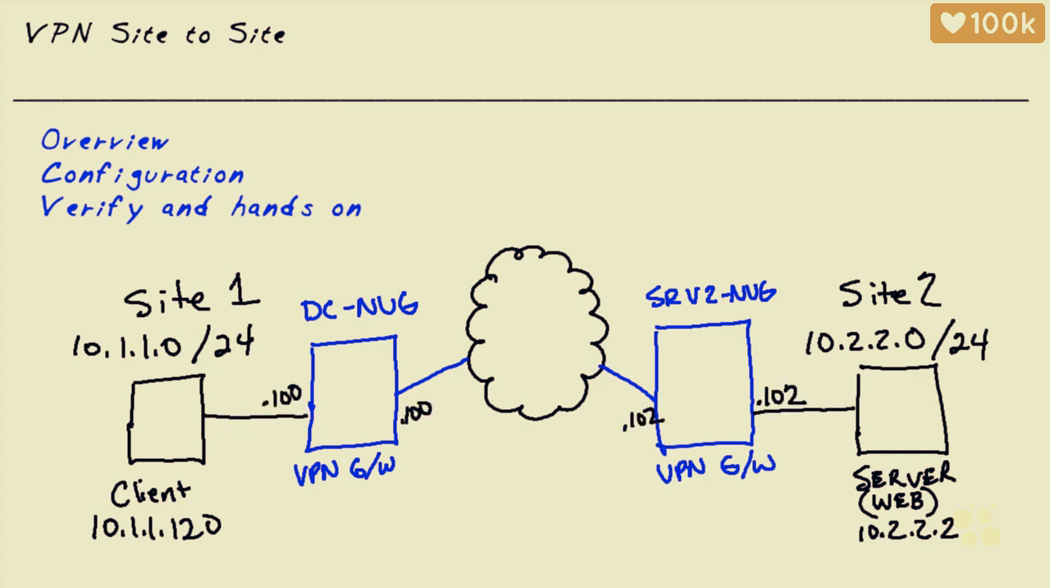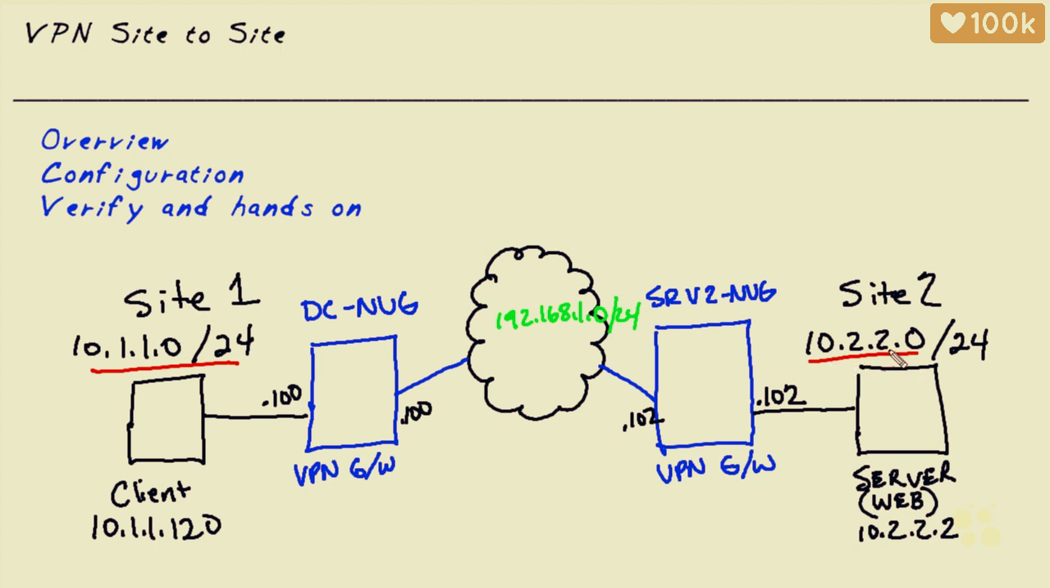So for this lab, I've changed the topology just a little bit. I've got two sites. We have site 1 over here on the left and site 2 over here on the right. To make it really fun and easy to remember where stuff is, over on the left, we've got the 10.11 network at site 1. Over on the right, at site 2, we have the 10.22 network.